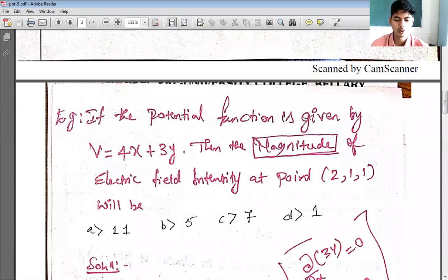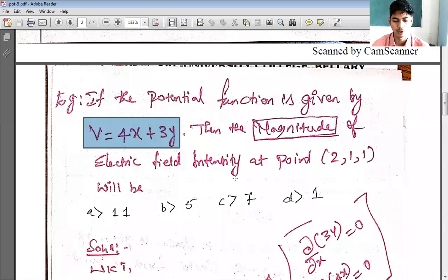Here is another problem on potential and electric field, relationship between electric potential and electric field, where potential is given as function of x and y. V is equal to 4x plus 3y. You are asked to find the magnitude of electric field intensity at point 2, 1, 1.